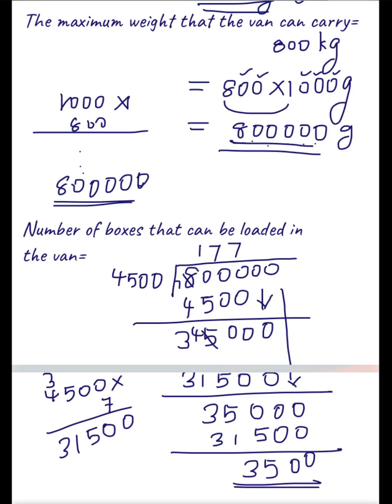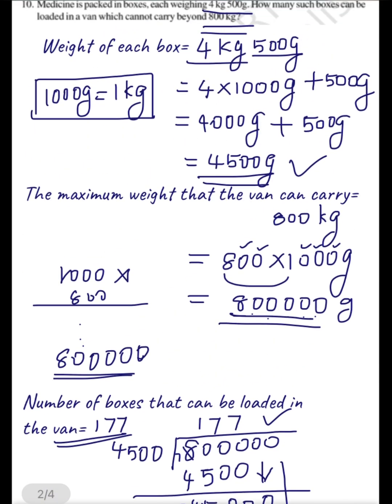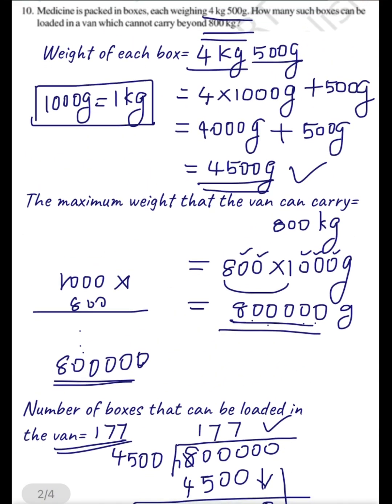So what is in the quotient? In the quotient you can see 177. That means the number of boxes that can be loaded in the van is equal to 177. This will be the answer. Understand, you just need to divide this 8 lakh by 4500 and you will get 177. That is the answer for this question.